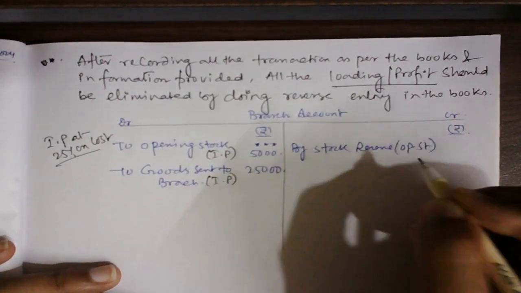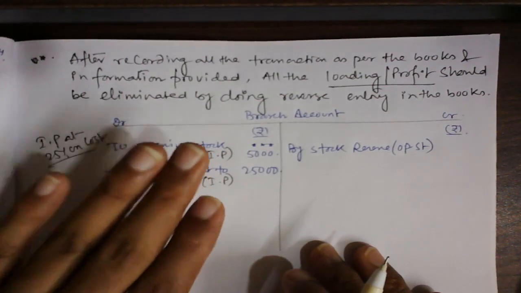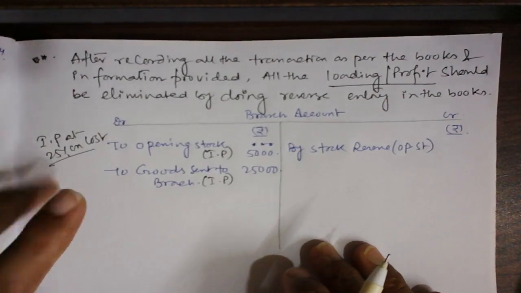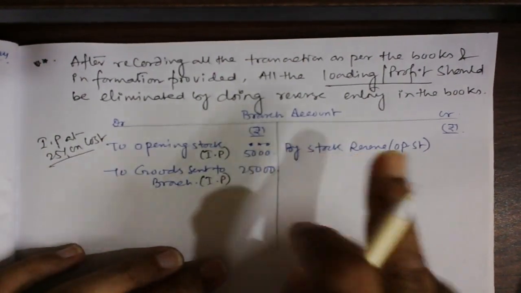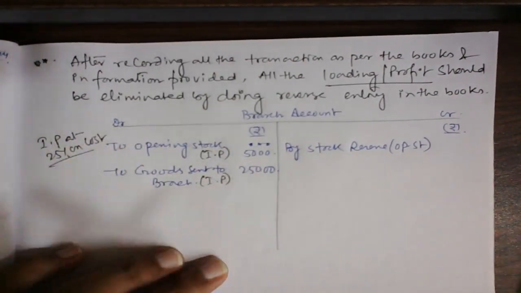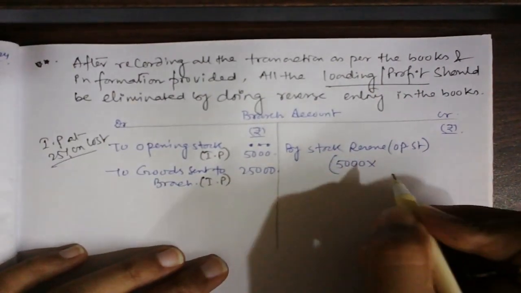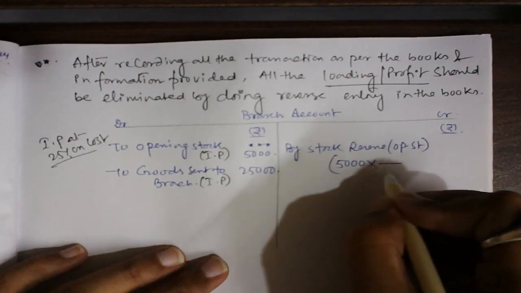Opening stock is debited with the invoice price, that is 5,000. It means it is inclusive of the 25% profit. Now I want to unload the profit only. Remember, unload the profit only. So what is the profit? 5,000 is the total invoice price. It is nothing but 125.